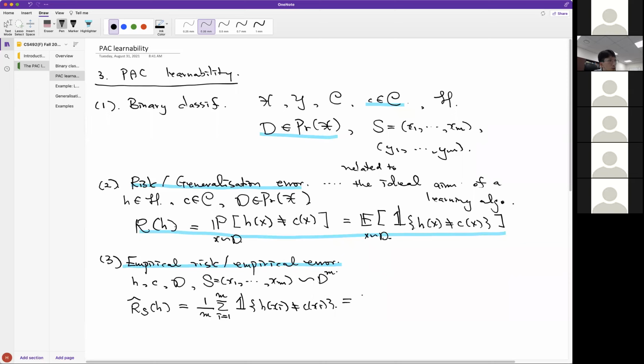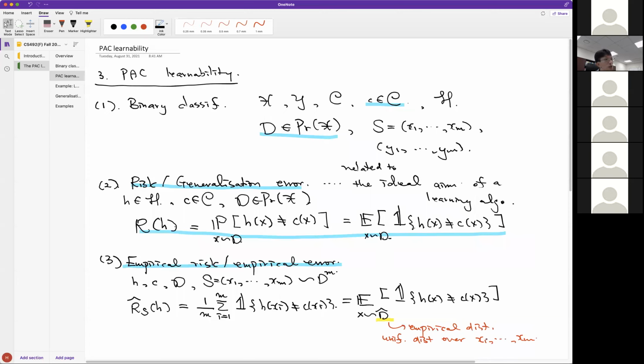And then this average error can also be written like this, as an expectation over x. I want to use this notation because it will appear a lot. So this D hat is called the empirical distribution. It's a uniform distribution over x1 to xn, over the examples in the sample.